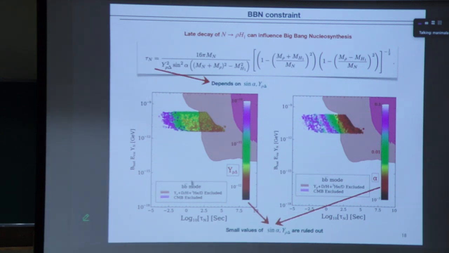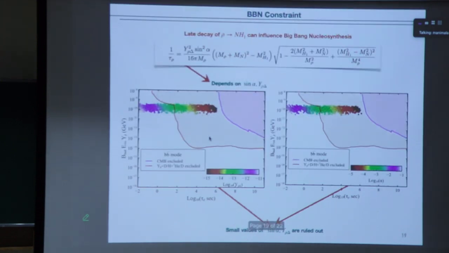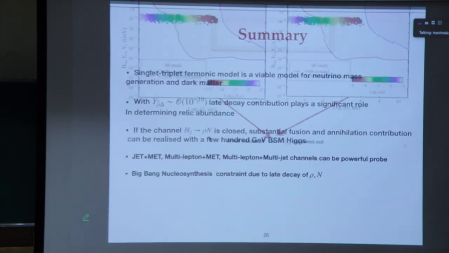So this is the lifetime of N. This is one of the scenarios, and this is the hadronic energy injected considering the b b-bar mode. All this part is ruled out from BBN, and these are our theoretical predictions. As we expect, if the Yukawa coupling or the neutral Higgs mixing angle is very low, then obviously the lifetime of N will be large and you will get severely constrained from BBN. These things also occur in the other scenarios, but I think I will skip this.